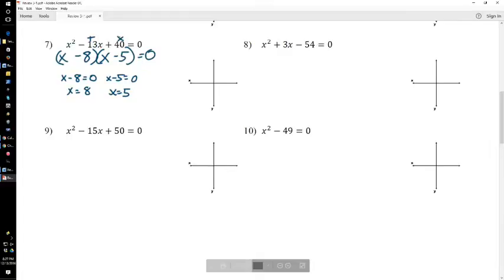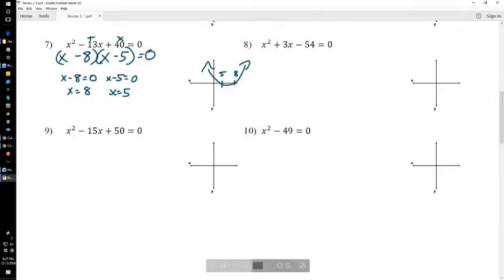And then I'll go over here and graph them real quick. We've got 5, wrong pen. We've got 5 and 8, and it goes through them just like that.